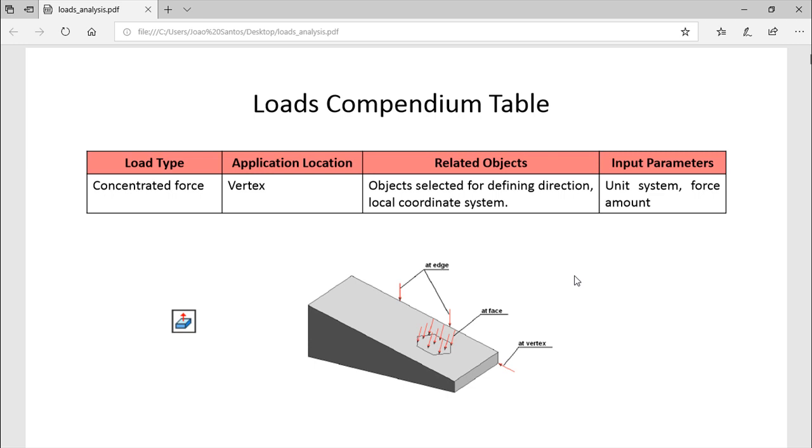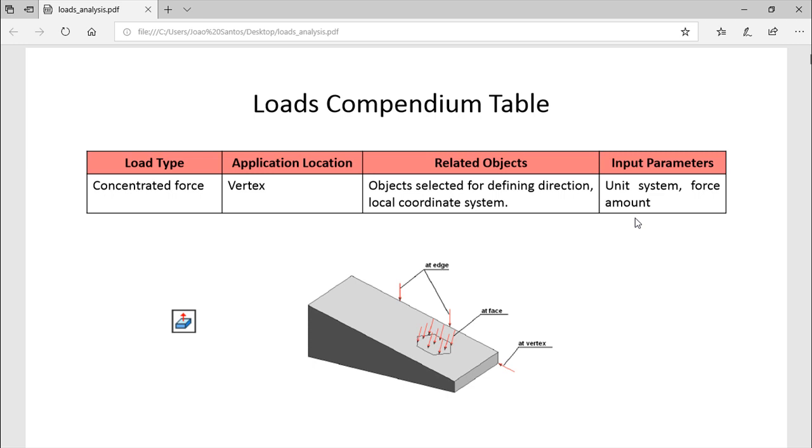In case of need you can consult this video to see some resumed information instead of going back and forth looking for some topic or some detail that you may need. So starting with this, I will show you this simple table: load type, where we can apply the load, which are the objects that are related with this type of load, and the input parameters that we need to give to the system.